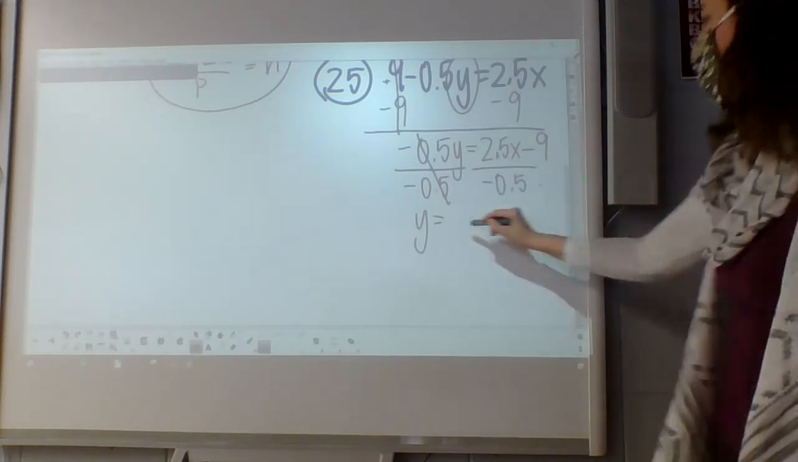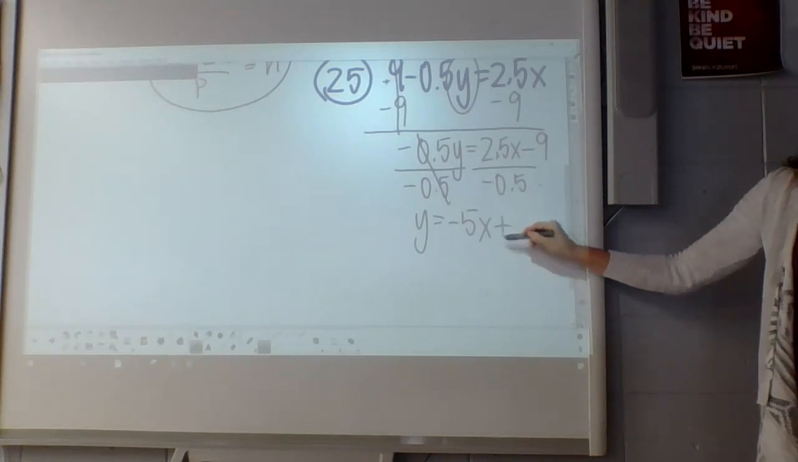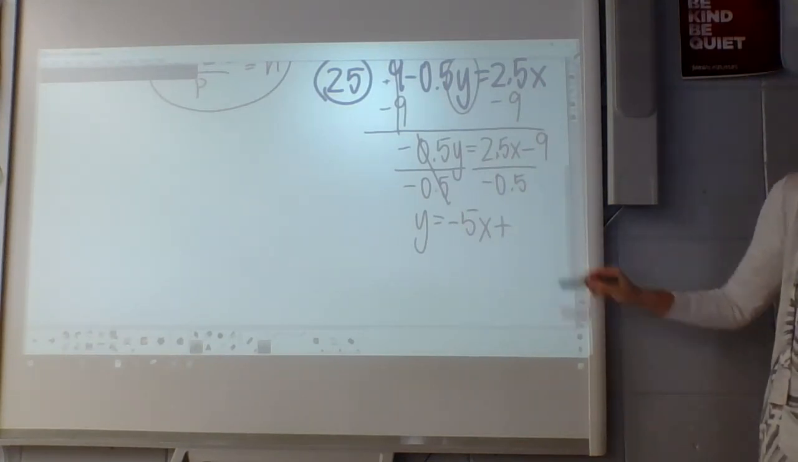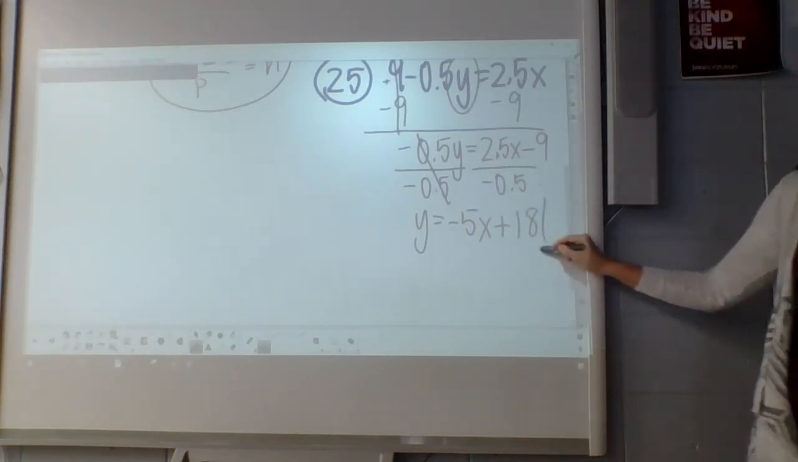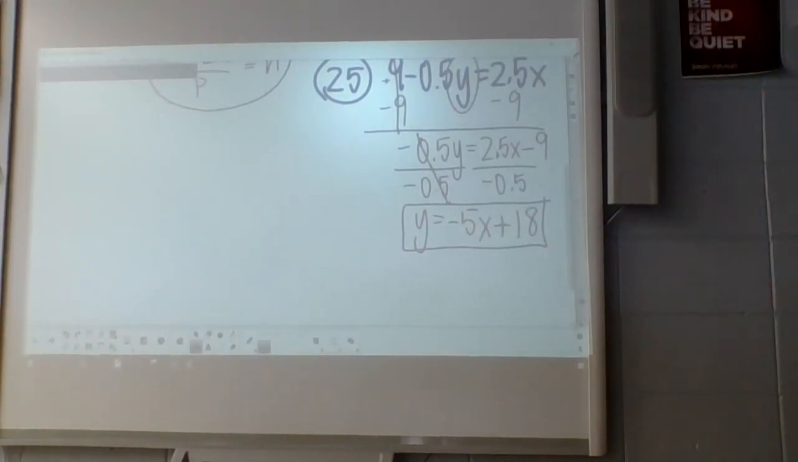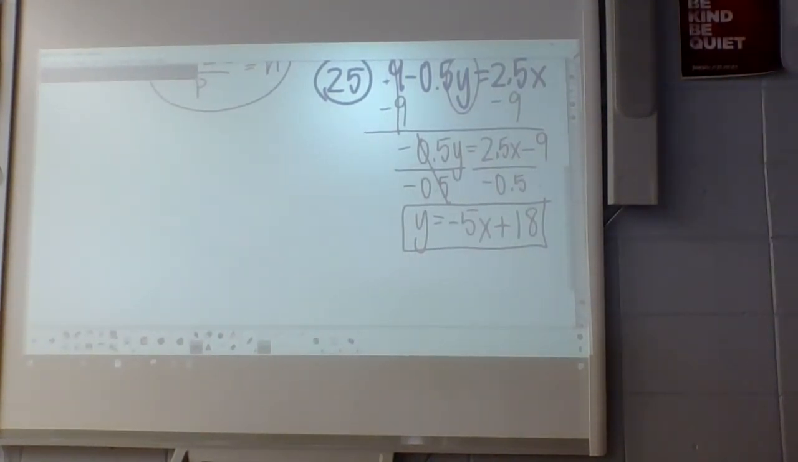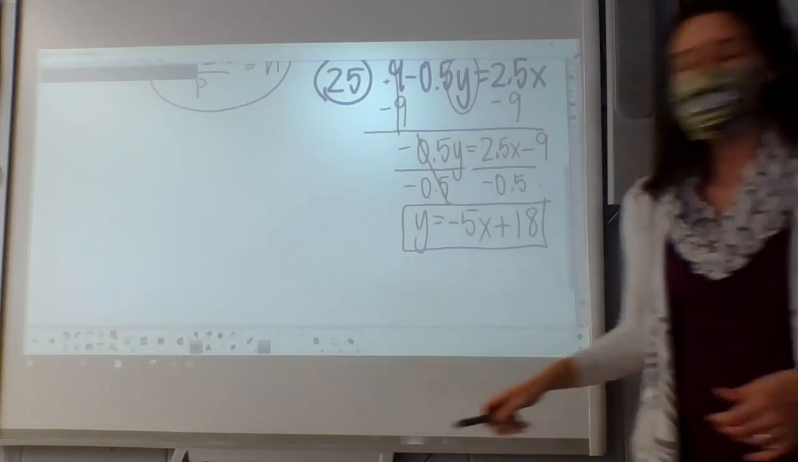So negative 5x. And then two negatives is going to be a positive, and that's actually going to be 18. Actually works out to be pretty nice numbers. All right, questions there? A little bit better if that went poorly. You're okay?